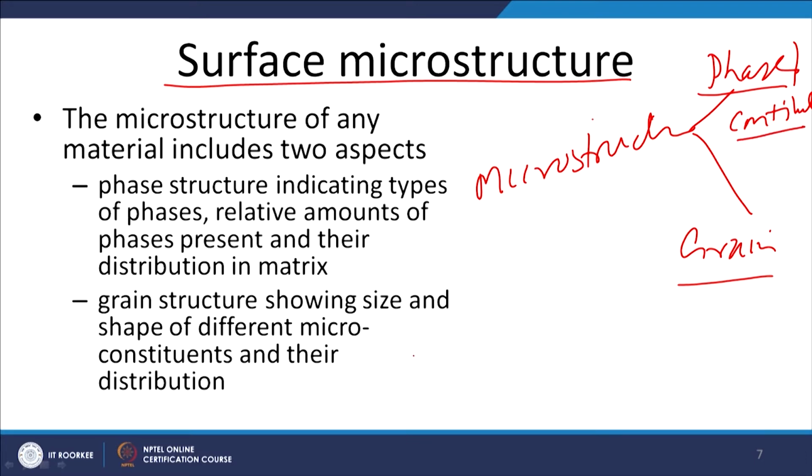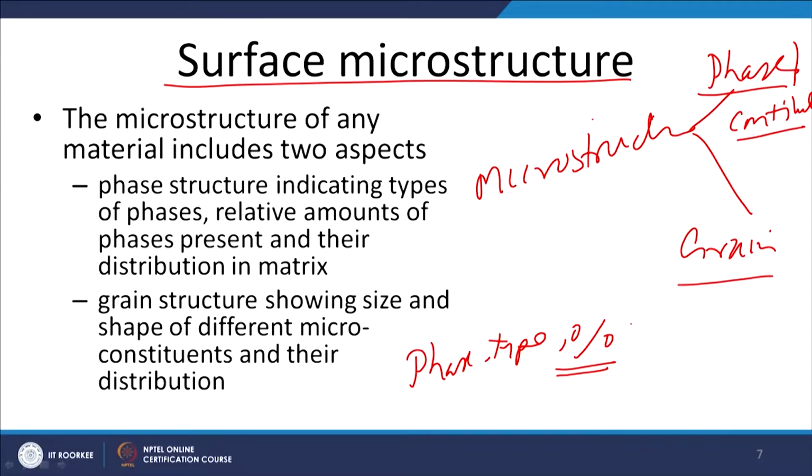So, phase will include the type of constituents which are present, then their relative amount, like type A is present 80% and type B is 20%, or the reverse. So that percentage or relative amount of these phases or constituents, and how these phases are distributed. Sometimes we will see that one type of phase is present more at the surface than in the subsurface region.